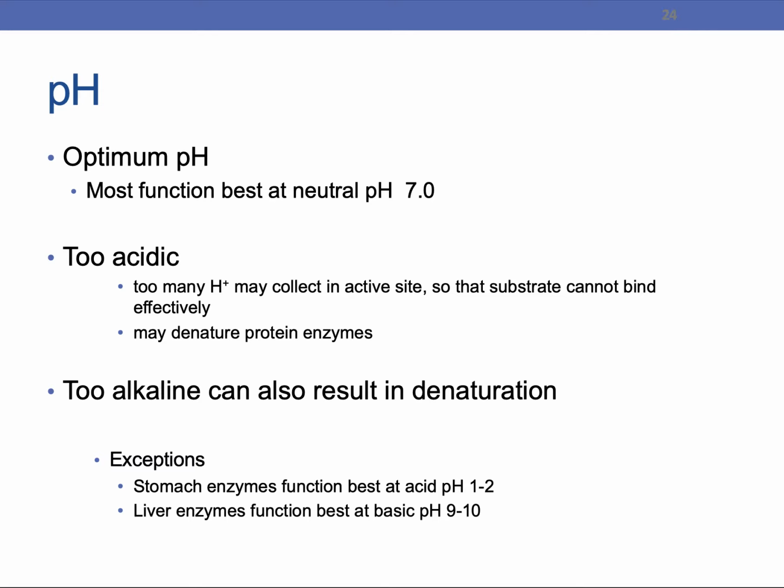So if you take stomach enzymes, you have a very high concentration of hydrogen ions there. You have HCl, so we have a pH of 1 to 2, but that is the environment in which those enzymes can actually perform best.